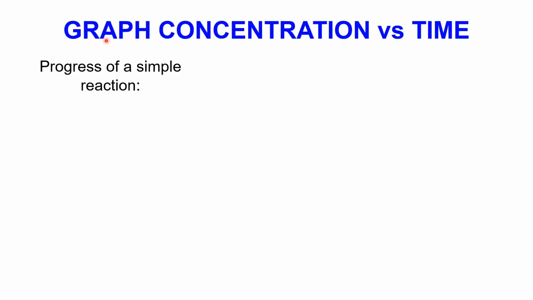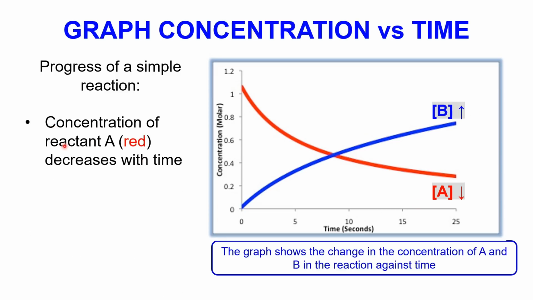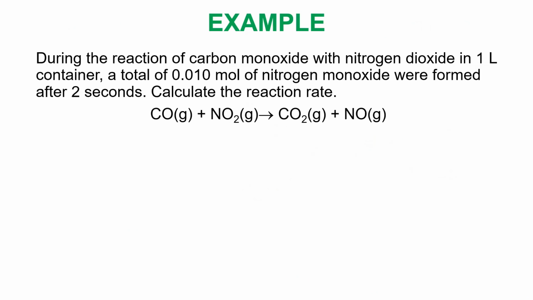To have a better understanding about progress of a simple reaction, let's take a look on the graph of concentration versus time. The graph shows the change in the concentration of A and B in the reaction against time. From the graph, we can see that the concentration of reactant A, the red curve, decreases with time, while the concentration of product B, the blue curve, increases with time.